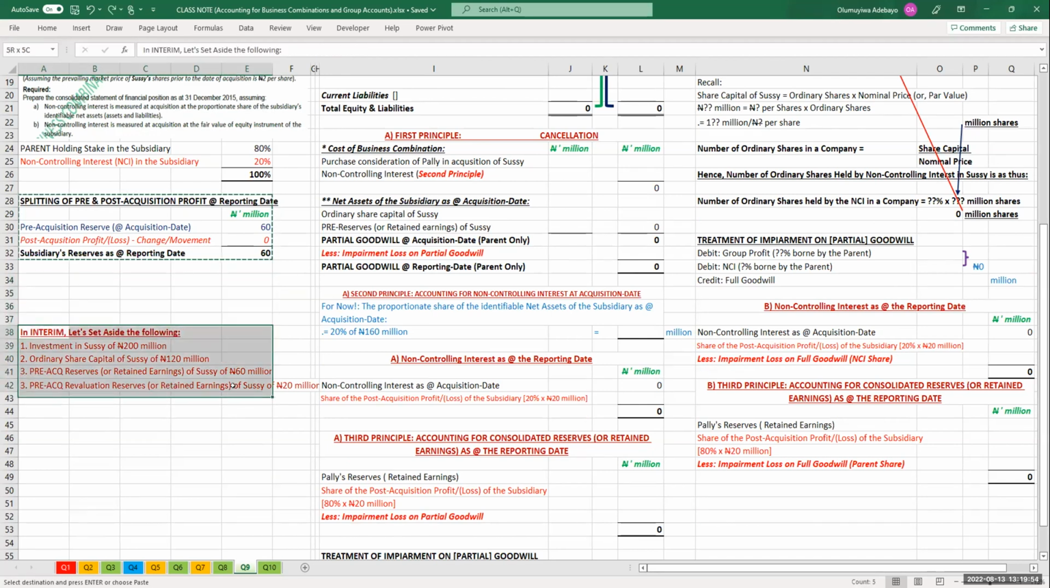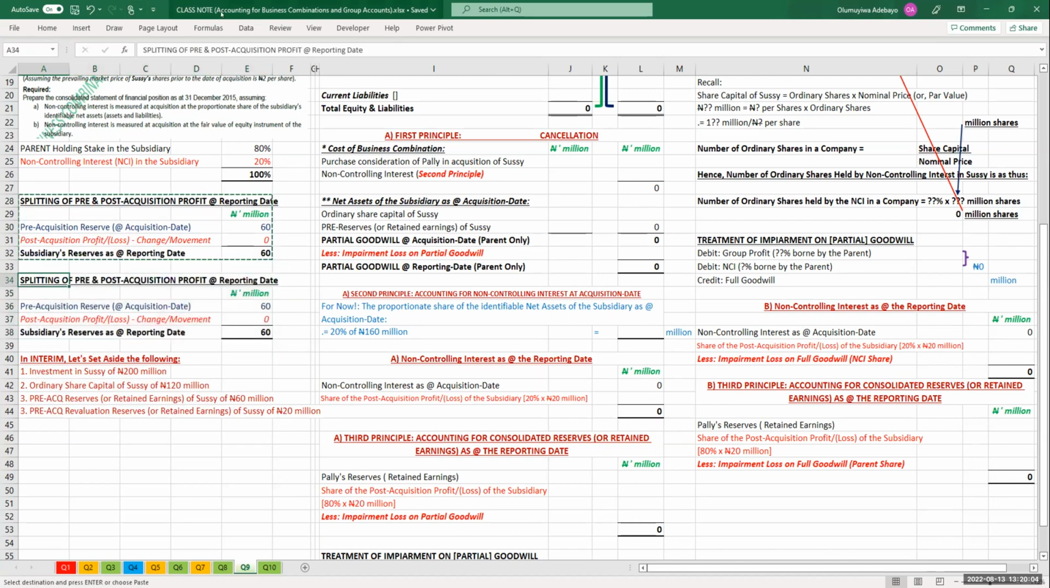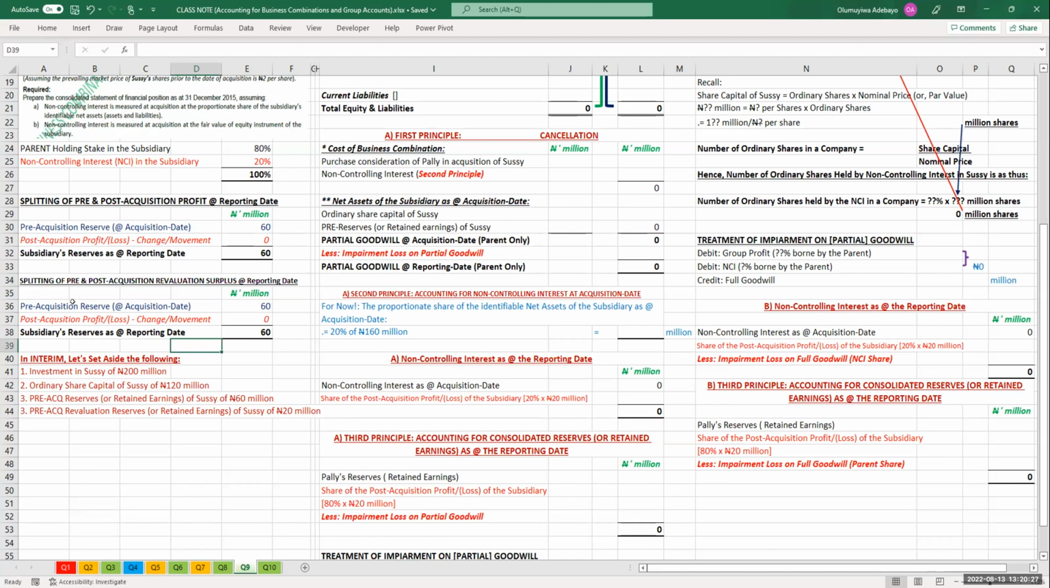I need to shift it step downwards. Okay, split of pre-acquisition. In this case, revaluation surplus. Okay, now what is it? Let me put revaluation in front.